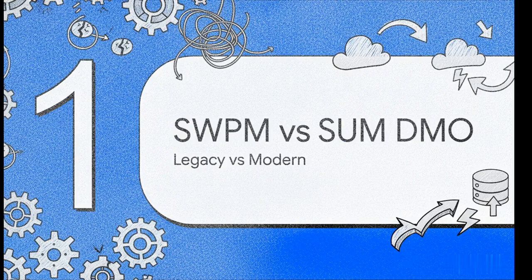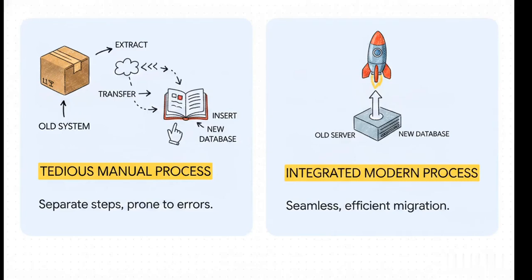Section 1, SWPM versus SUM DMO. So let's look at the evolution here. With the legacy SWPM, that's the Software Provisioning Manager, you're dealing with a heterogeneous system copy. It's basically a lift and shift method. You have to do the manual work on the source system to export all the data, move the files over, and then do more work on the target to import it. Honestly, it's pretty time-consuming.